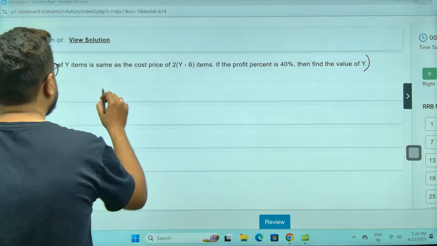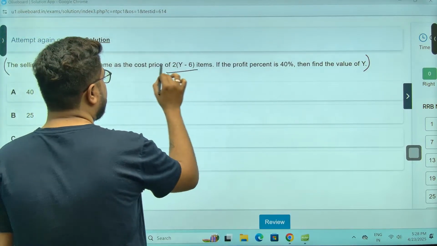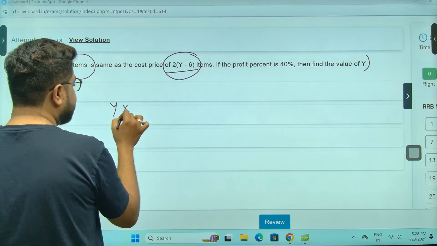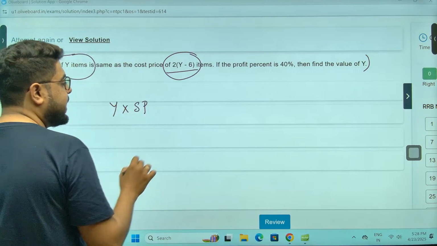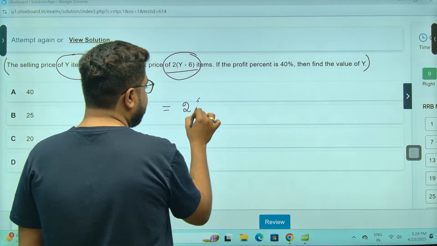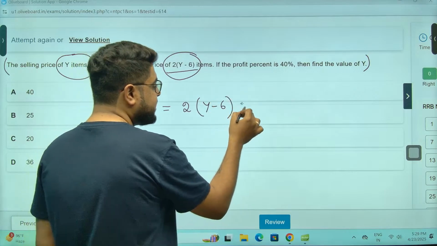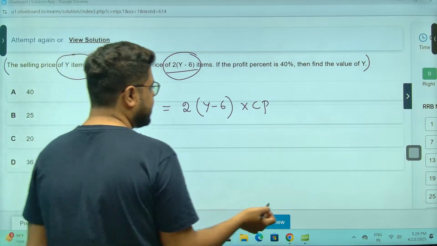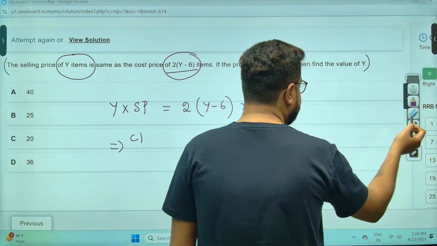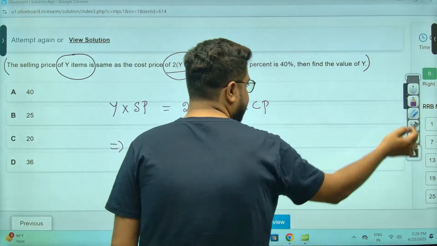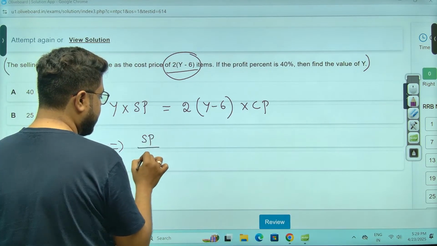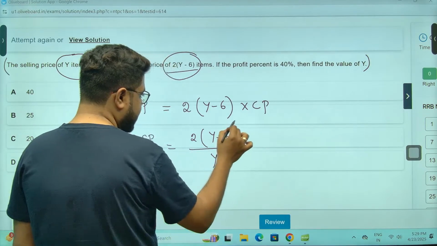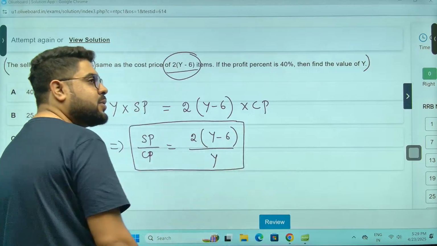Now, the selling price of Y items is the same as the cost price of this much. Sir, the selling price of one item is SP, so the selling price of Y items is Y into SP. The cost price of each item is CP, so I'm just assuming this into CP. This is given, so figure out the value of CP. Let's figure out SP by CP. The calculation will look a little bit. SP by CP will be what, sir? Twice of by Y, right? This is what is given.